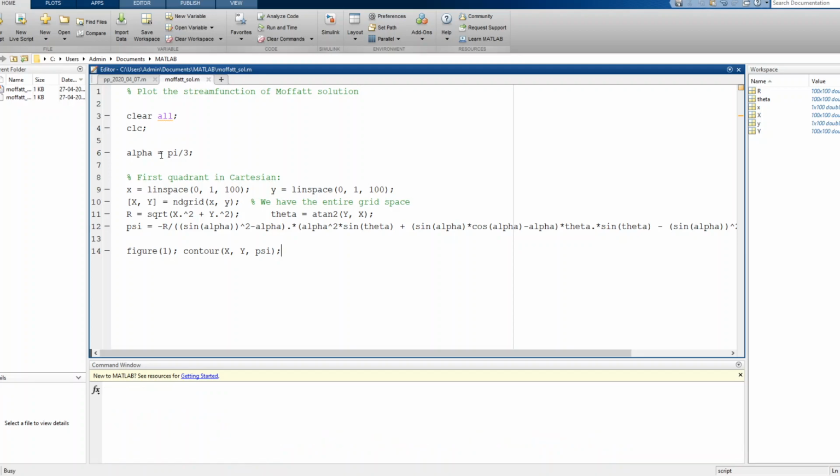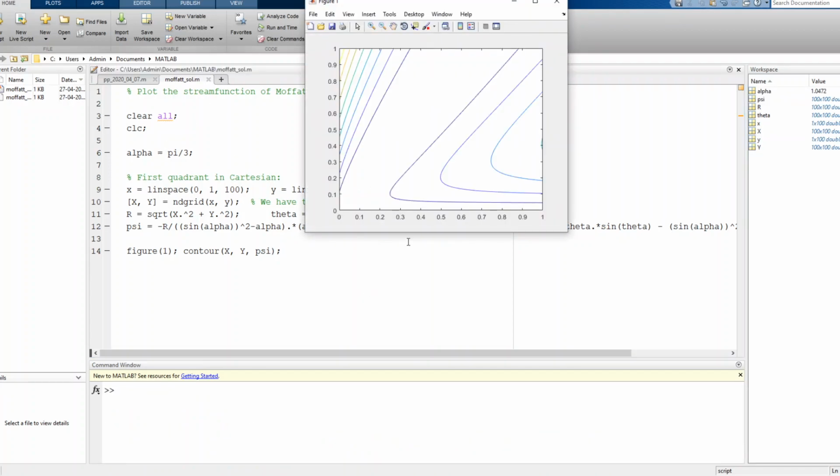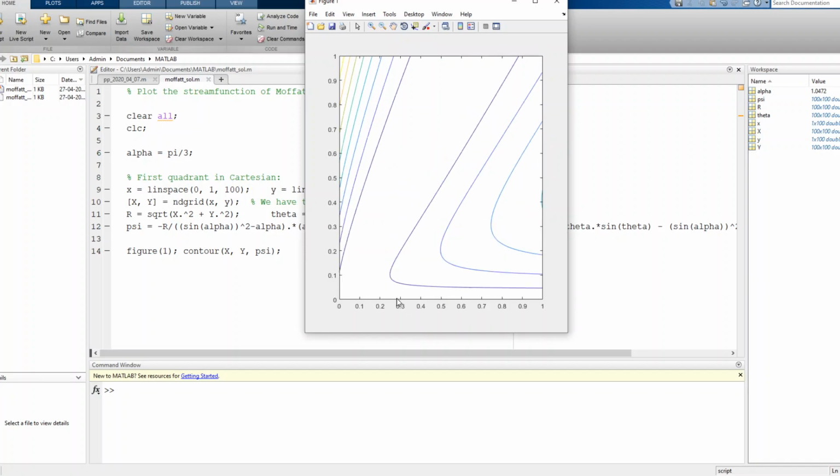Okay, so let's see what the solution looks like. Okay, solution looks something like this. Let us fix the aspect ratio of the plot.